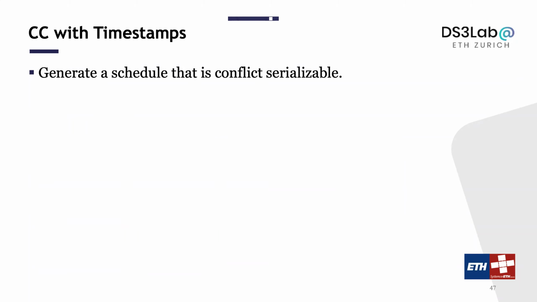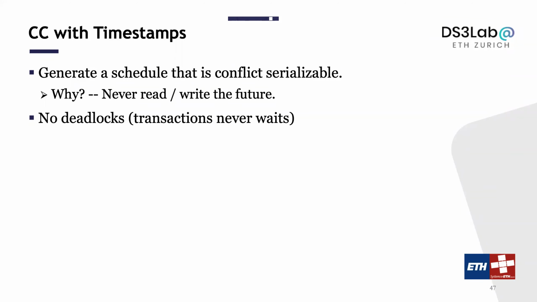So what guarantee can we have here, right? It's going to give you a conflict serializable schedule. If you think about why, it's because you never read or write to the future, right? So if you imagine the dependency graph, all the edges go from the past to the future. It never goes back, okay? So there are no deadlocks. Why? Because transactions never wait for each other, right? They just do whatever they want. I mean, if they break the dependency, they abort, okay?